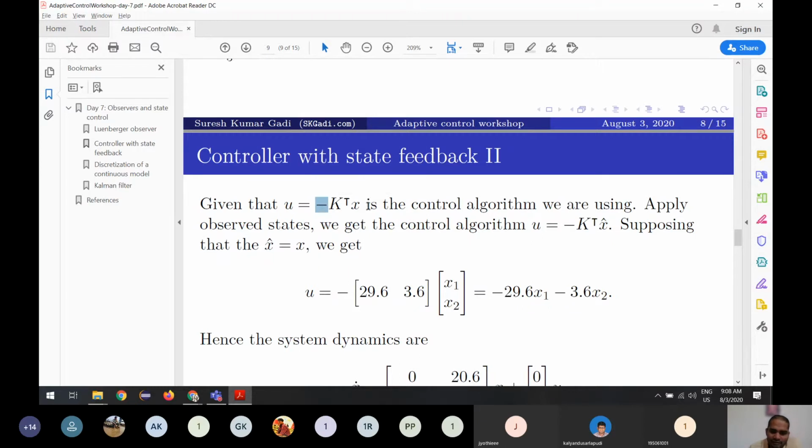So we apply this. What we are saying is X cap and X are the same. Instead of X, we want to use X cap because we don't know what X is. All we know is X cap, and what we are assuming is X cap is equal to X. And let's apply this.